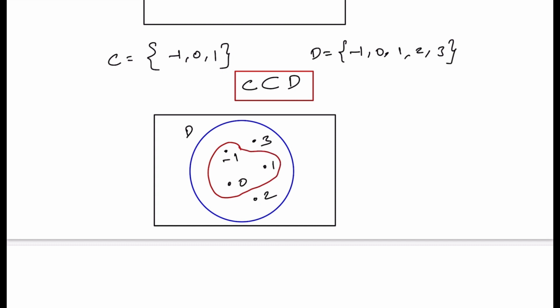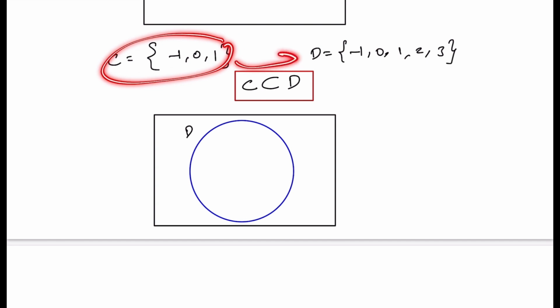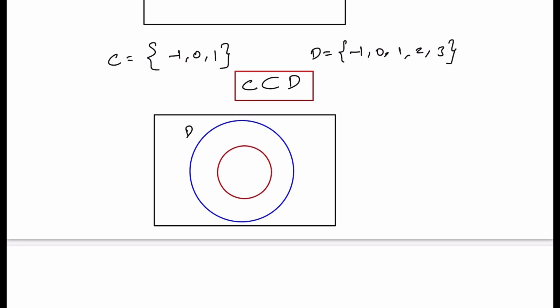Okay, that is why I said that C will be inside of D, because these are the elements of C, and this is the region of D. So you can see that C is inside D. By default, if you see a subset, draw the circle of the subset, the smaller set, inside the other set. This is the region of C, and we will draw C inside D, because C is a subset of D.